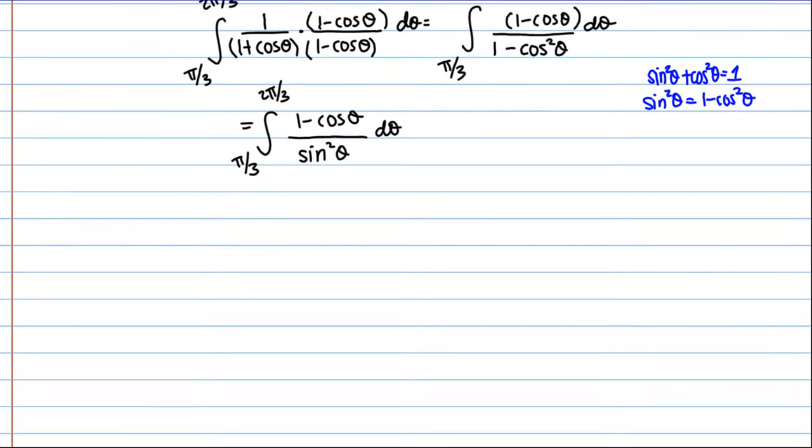Now think about where we might want to go from here. Does this look like anything else we've looked at today? This looks like something where it might be helpful to try to break up the fraction, right? Because I have these multiple terms in the numerator over a single term in the denominator, so it's at least something I could try. So let's see if it's helpful in this case. If I break up this fraction, I'm going to get 1 over sine squared theta minus cosine theta over sine squared theta.